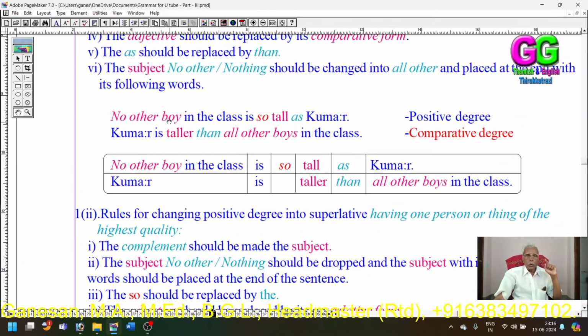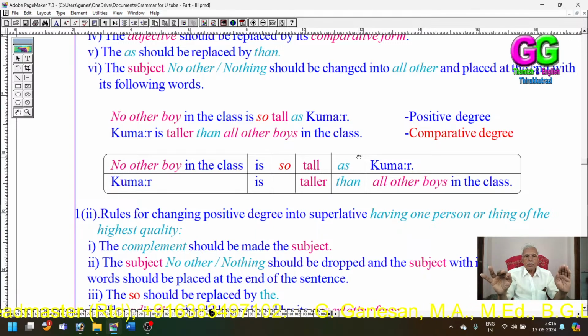See, no other boy in the class is so tall as Kumar. Positive degree. Its comparative form is: Kumar is taller than all the boys in the class. Positive: no other boy in the class is so tall as Kumar. Comparative: Kumar is taller than all other boys in the class.